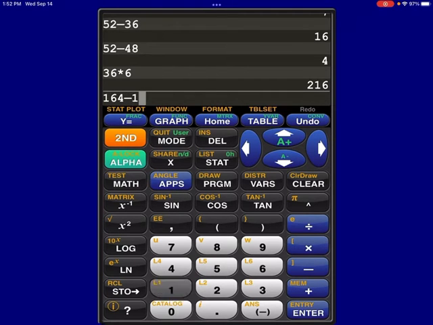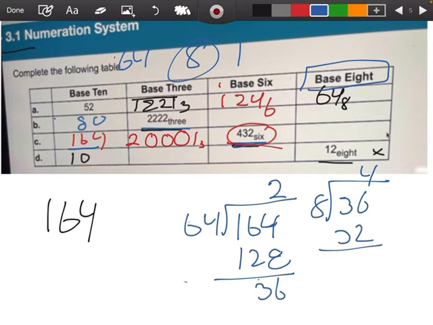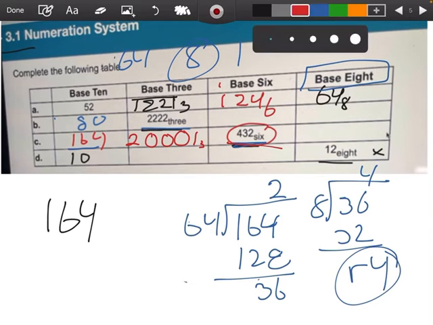The next number I'm going to divide it by is 8. 36 divided by 8 is 4 times. So that's a 32 with a remainder of 4. Okay, so now how am I going to write my numbers? 2, 4, and 4. So in base 8, this is 244 in base 8.